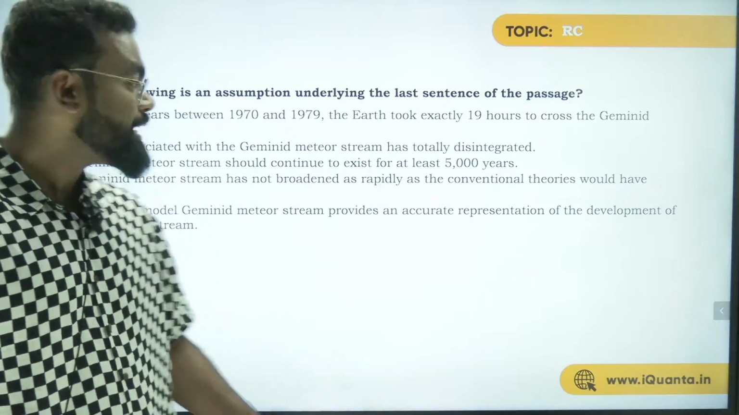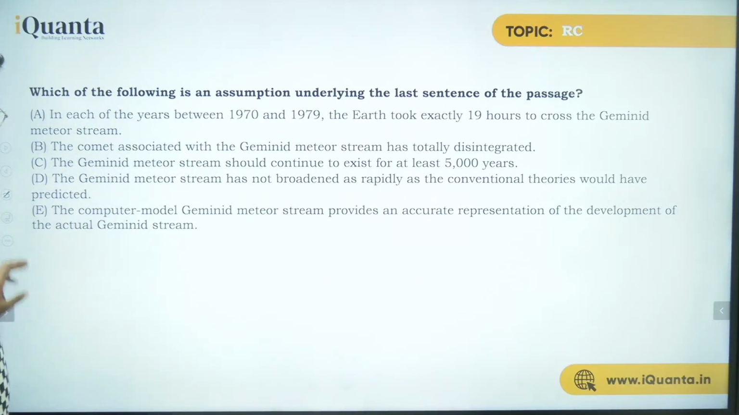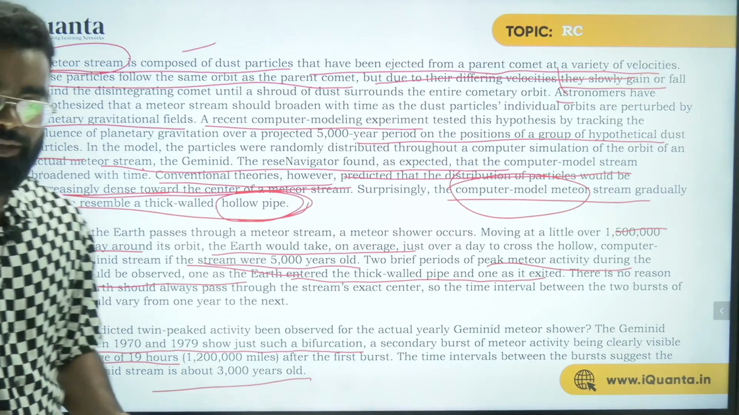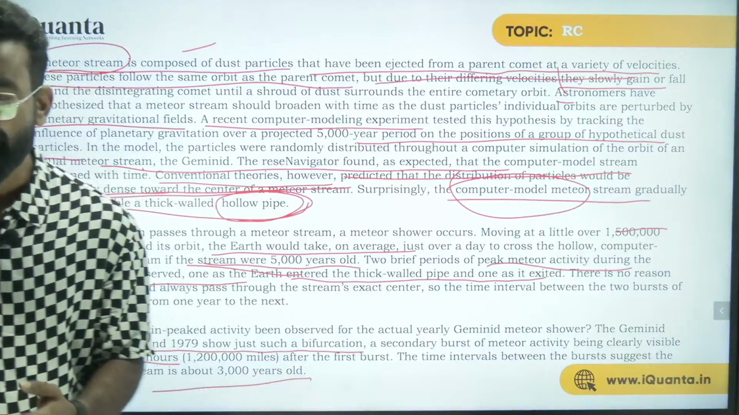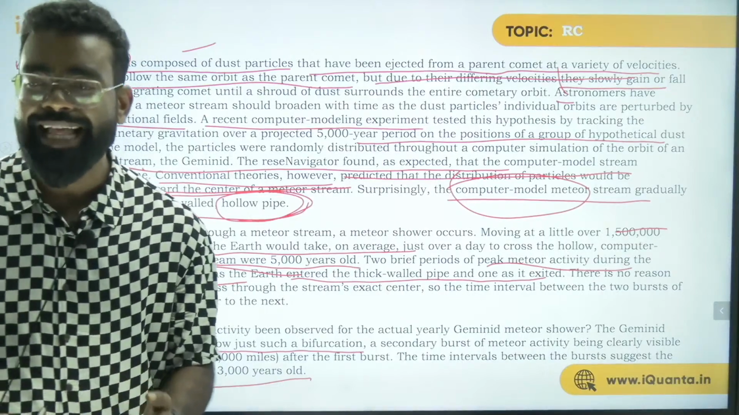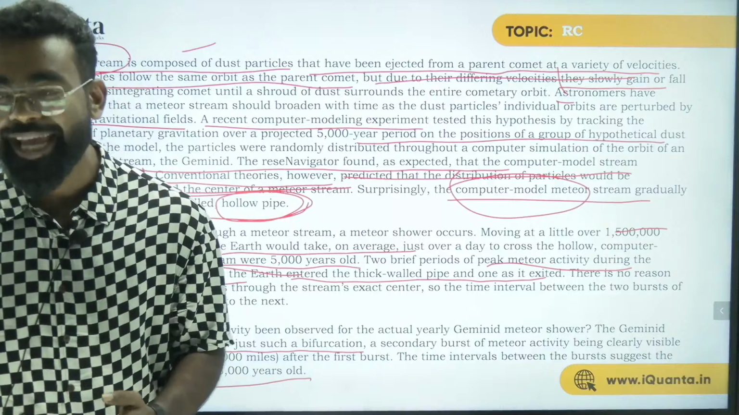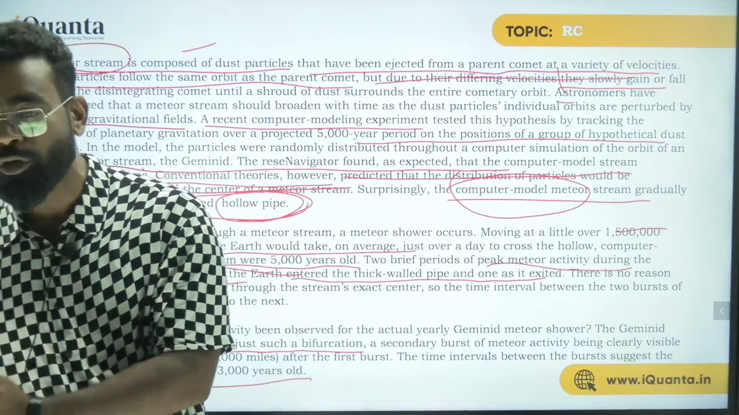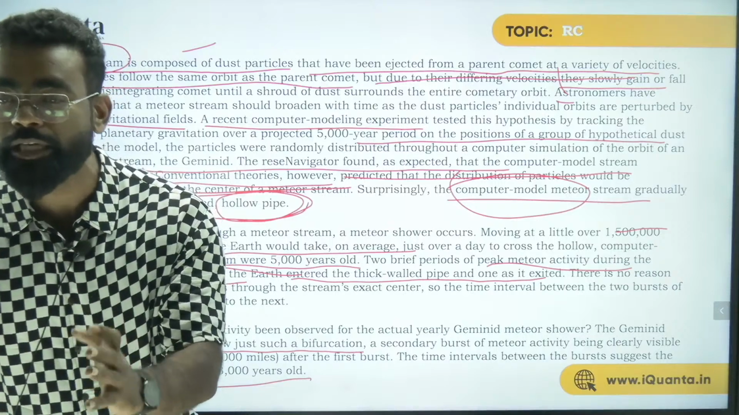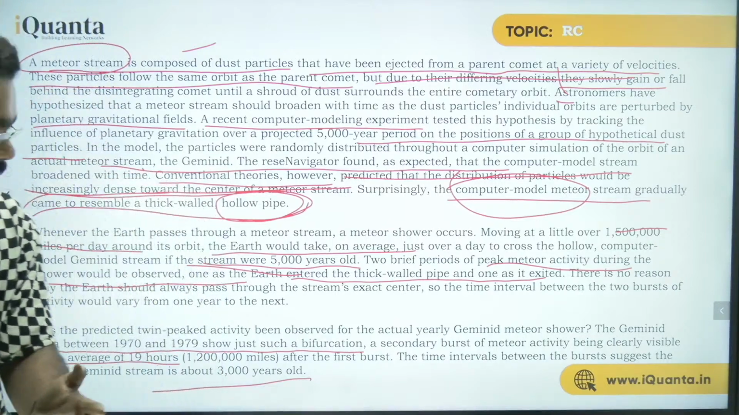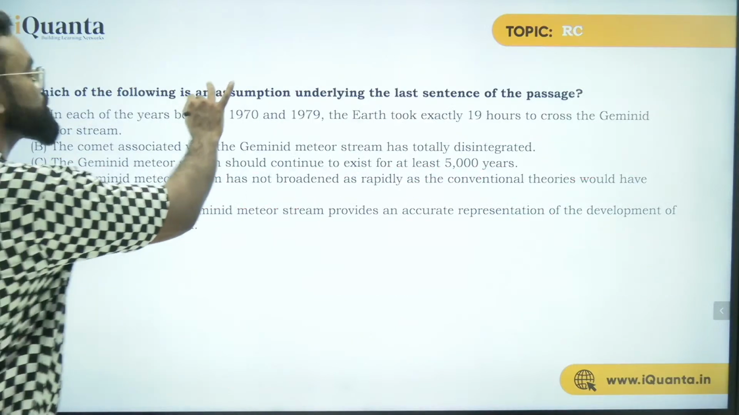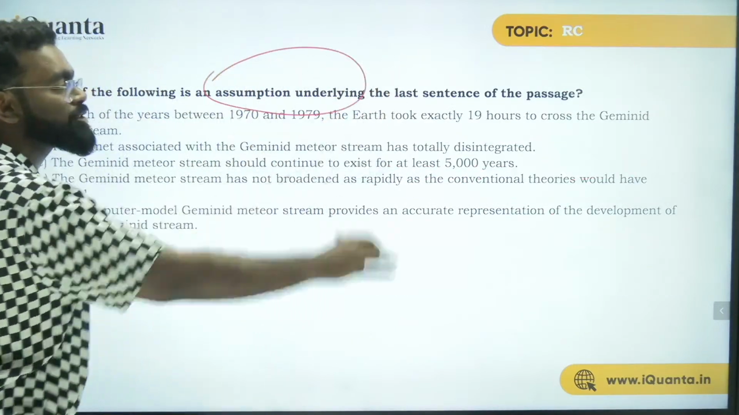The last sentence. What was the last sentence? It is basically this, which I repeated again and again at the end: as we have seen in the data the average is 19 hours, we can say it is 3,000 years old irrespective of 5,000 years. That was my last conclusion, right? So for this conclusion, what do I need? An assumption underlying the last sentence of the passage.